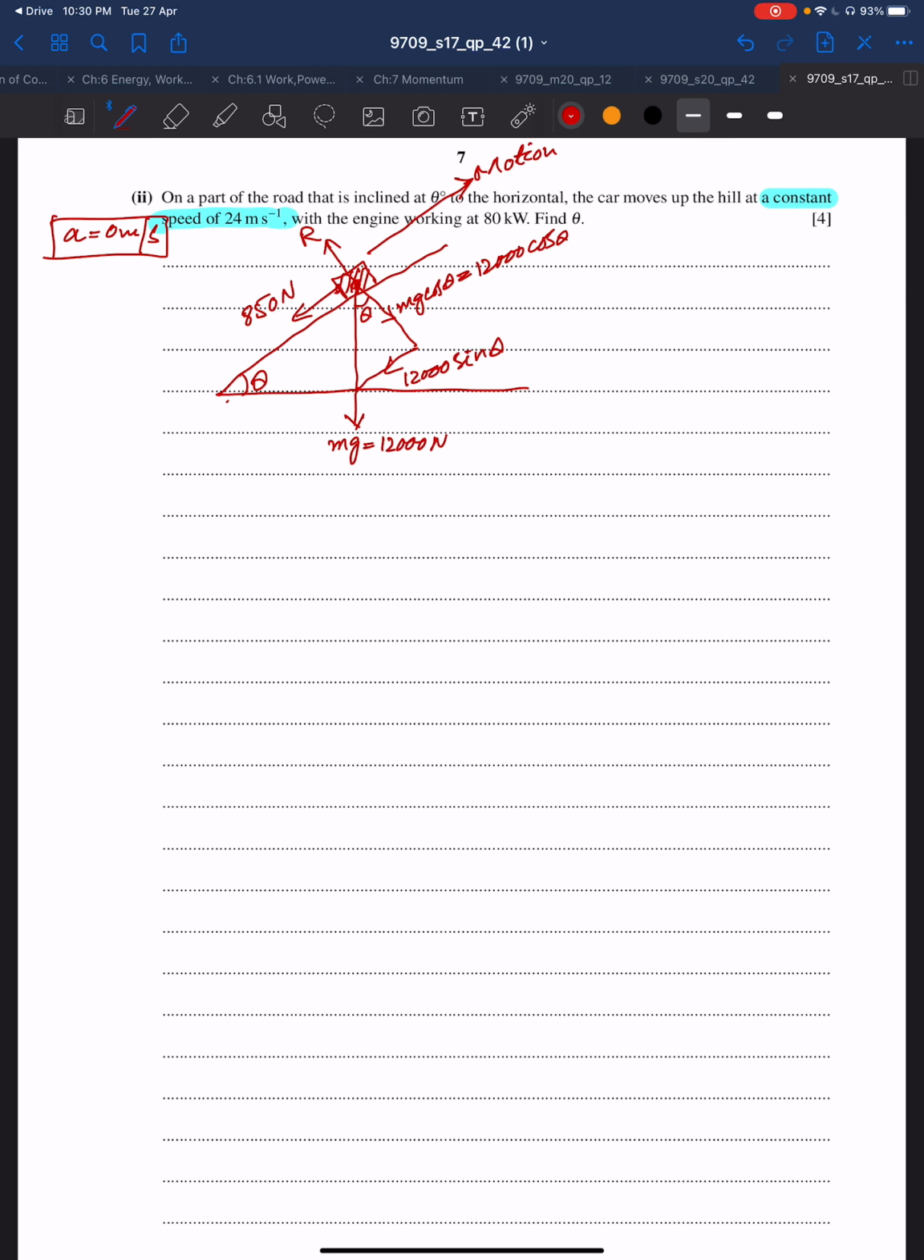Okay. Now, with the engine working at 80 kilowatt, 80 kilowatt means power of the engine is 80 kilowatt. That means 80,000 watts, right? Now, power is driving force into velocity is equal to 80,000. So, driving force into velocity, which is 24, is equal to 80,000.